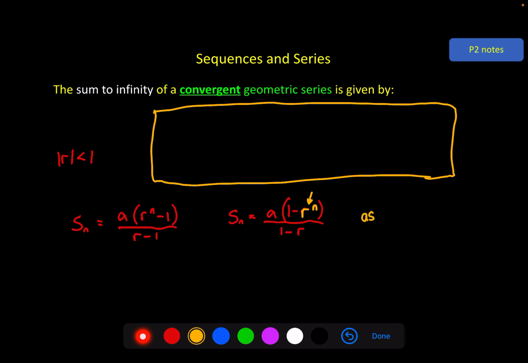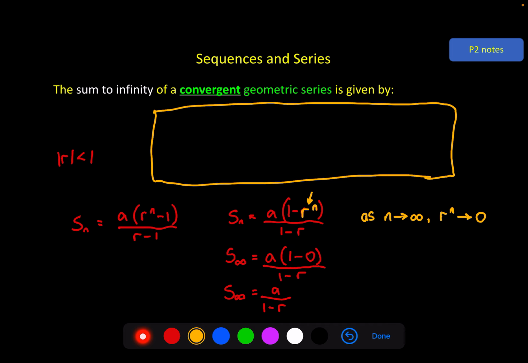So we say as n tends to infinity, r to the n tends to 0. And in the limit, the sum to infinity, when n is equal to infinity, it's hard to do the maths there, but the concept is that r to the n will equal 0. And it will look like this. And of course 1 minus 0 is 1, and a times 1 is just a.